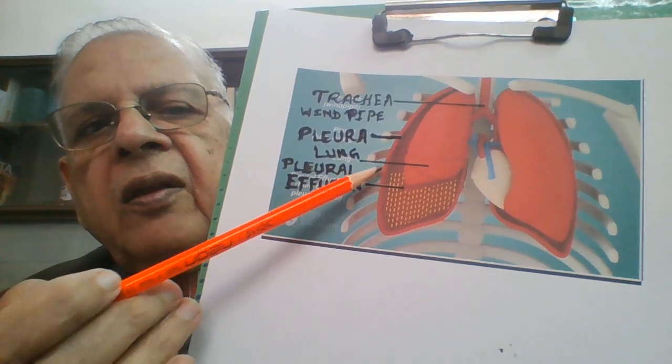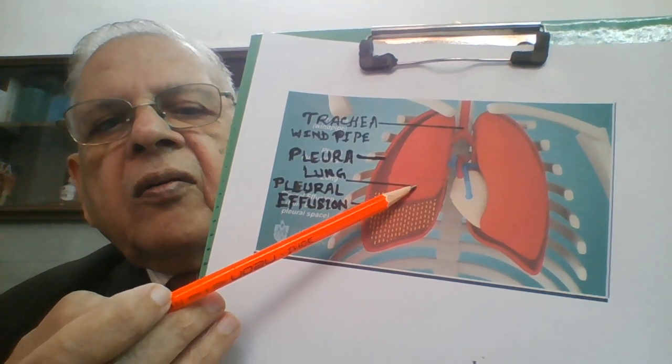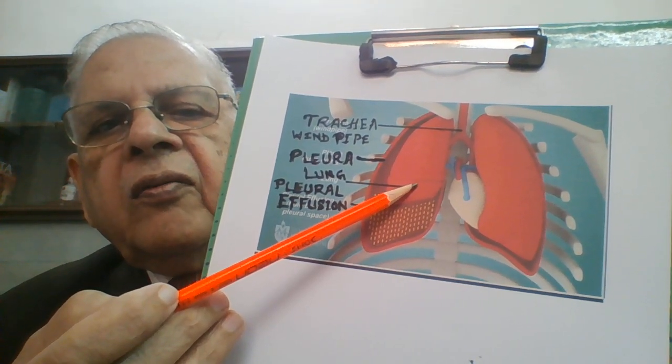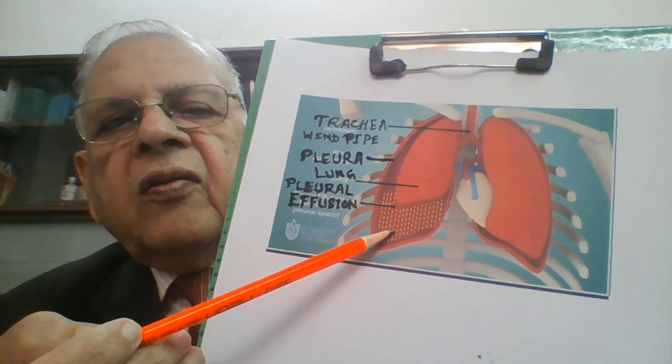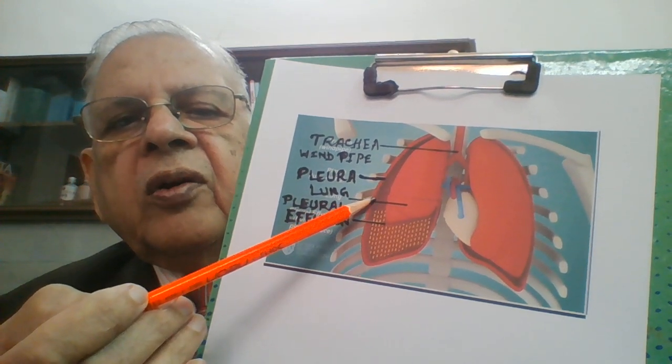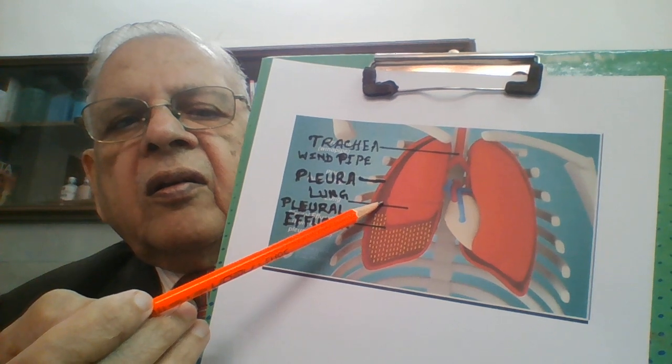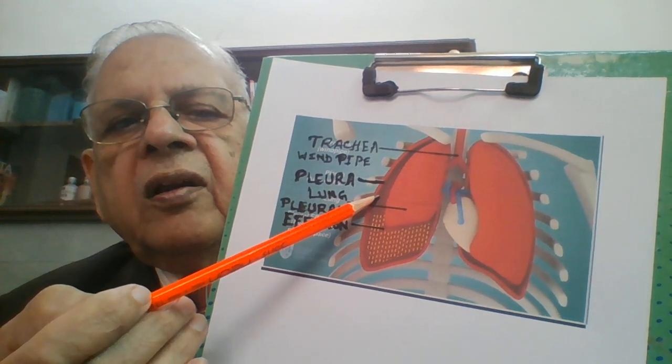See, this is the lung which is collapsed, and this is the fluid, and this is the outer thin layer covering the lung.